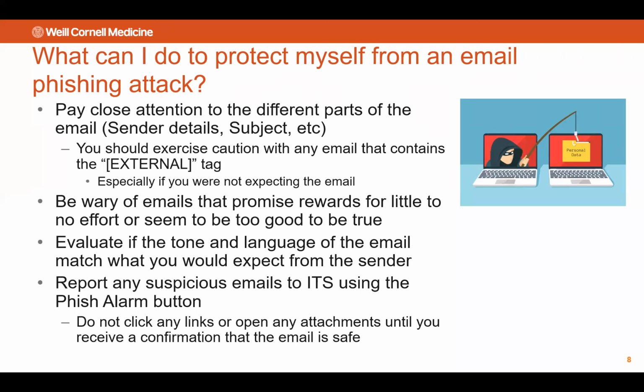However, with your Weill Cornell email account, another thing you can do is if you receive an email telling you to click a link, type in the actual URL that you know for the website. So if you get an email from Google saying your account has been compromised and you need to clear your account or reset your password, actually go to Google's website as opposed to clicking that link in the email to make sure that you are actually going to the correct website. And then if you do get any suspicious emails, please report them to ITS using the Phish Alarm button. Don't click any links or open any attachments until you receive a confirmation from ITS that this email is safe.